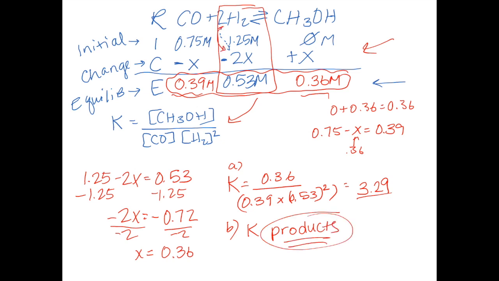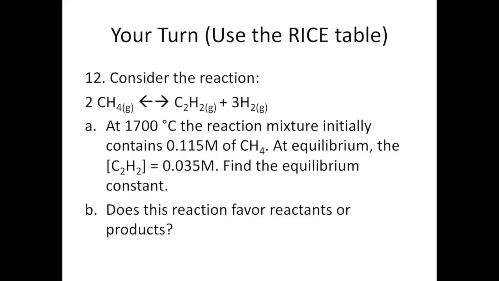Don't forget to bring whatever stoichiometry you have down to your change row. So this was just 1, so that's 1. This is 1, so that's 1. And then also don't forget to have it here. That's like the biggest mistake I see people make. This is very patriotic. Okay, you guys do this one. Pause. Come back for the answer.